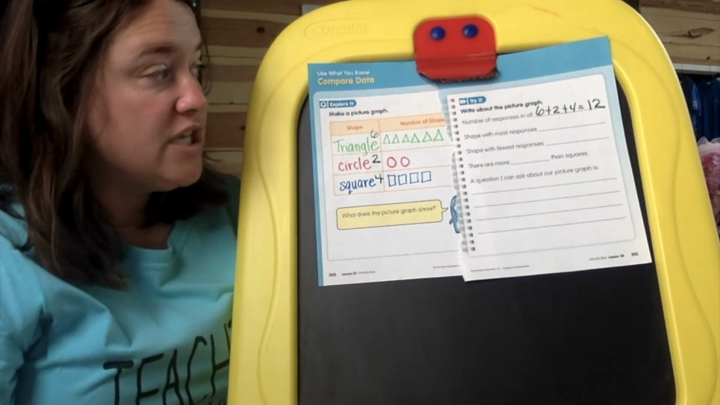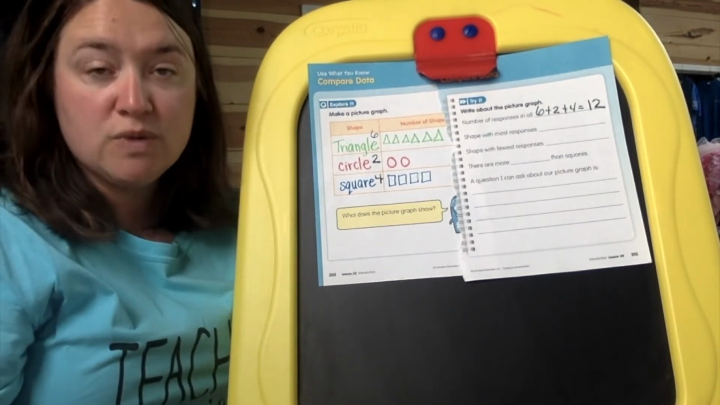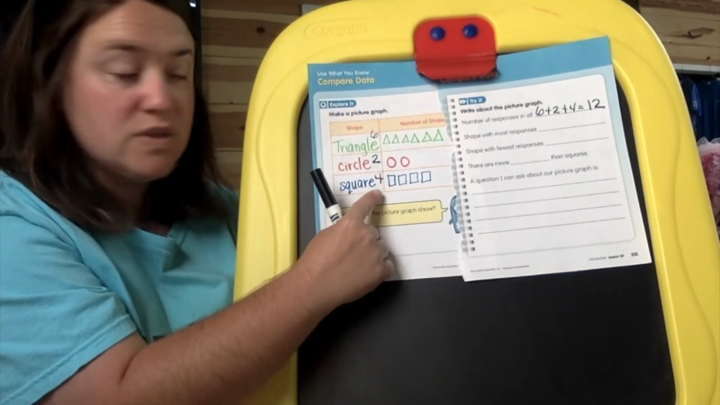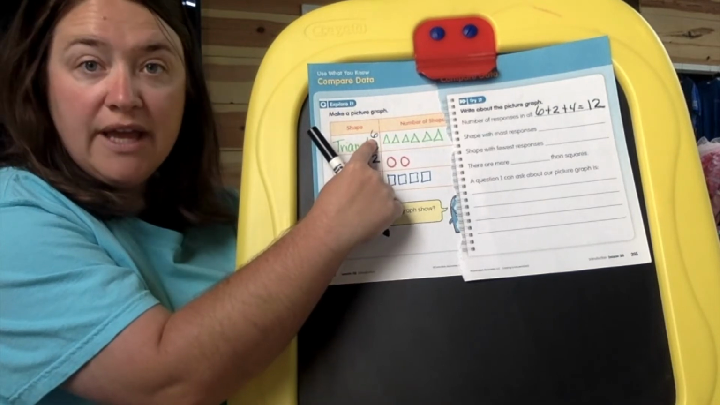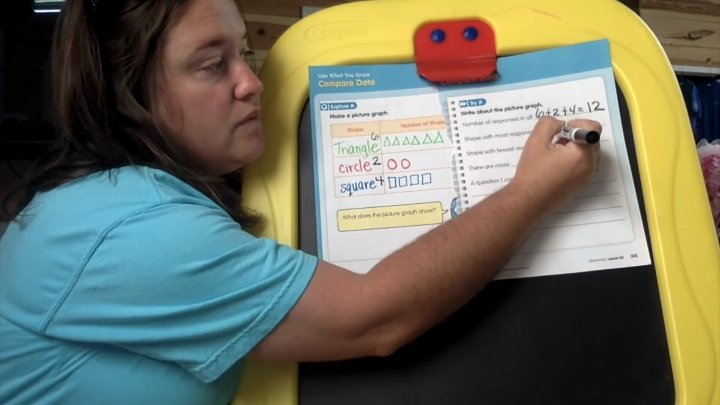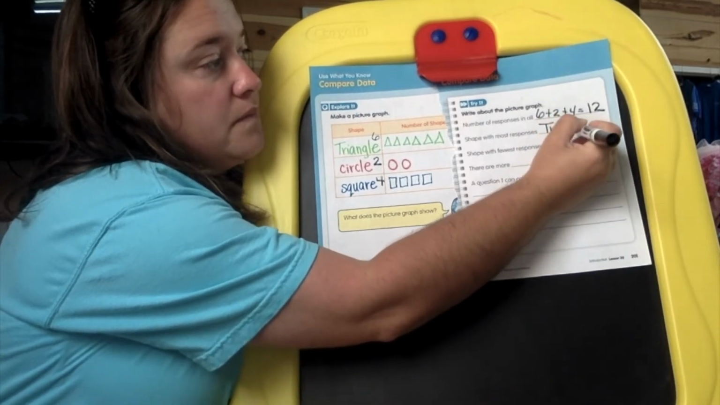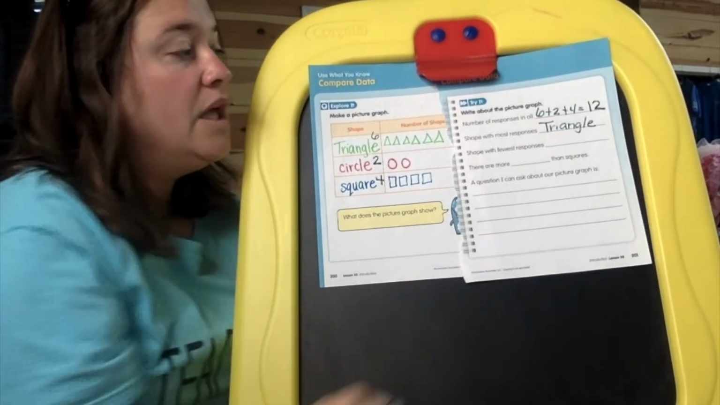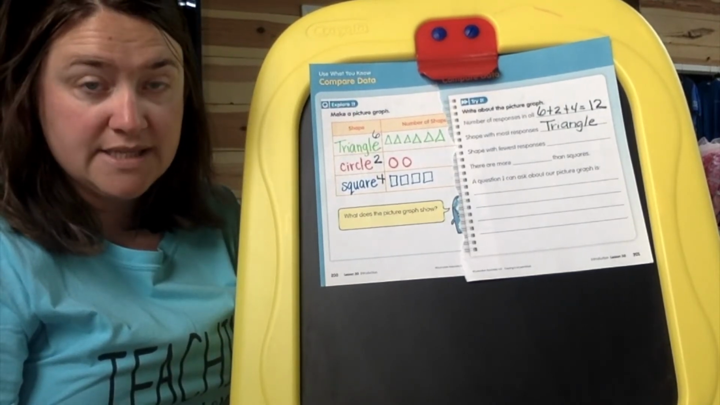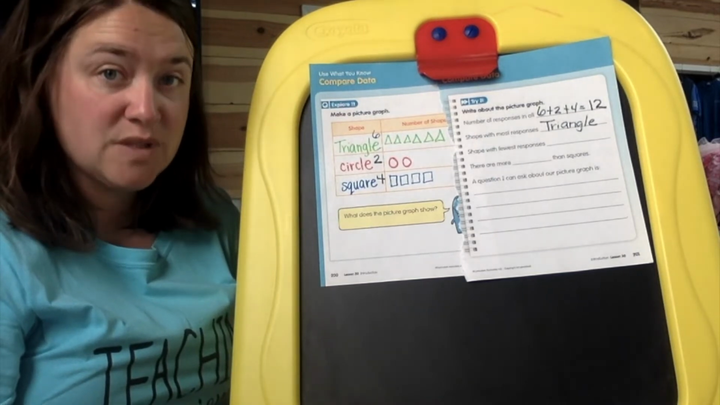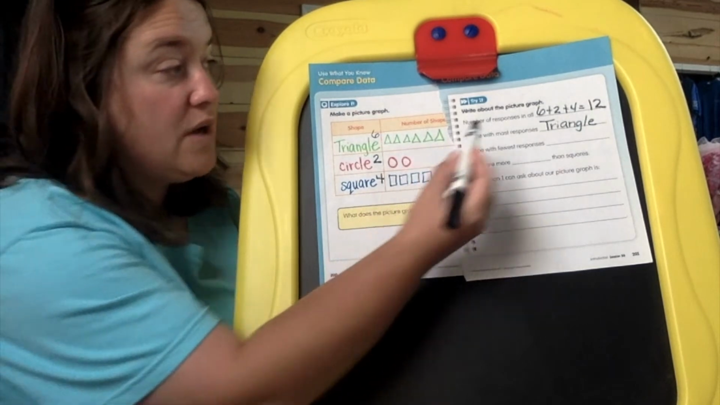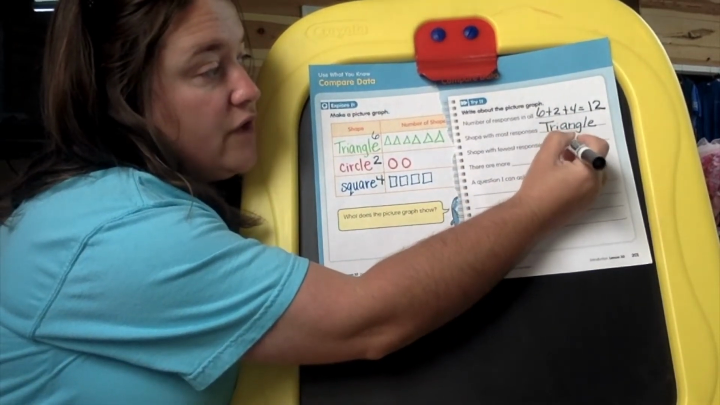The second question, it says shape with the most responses. So I go back and look at my picture graph, which one had the most? And if you'll notice, it was the triangle. So I'm going to write triangle for the answer on number 2. Number 3, it says shape with the fewest responses. That means the one that had the least responses. And if I look, it is the circle. There was only 2. So I will write circle for my answer on the third question.